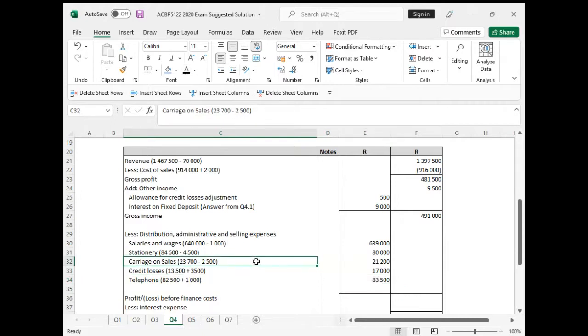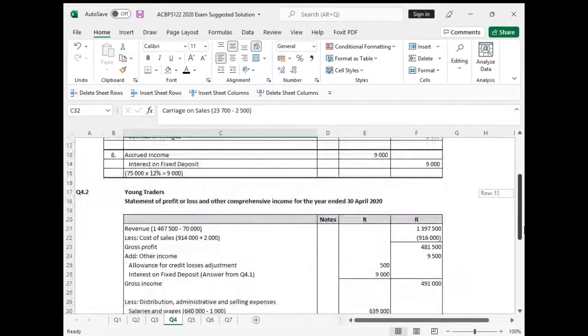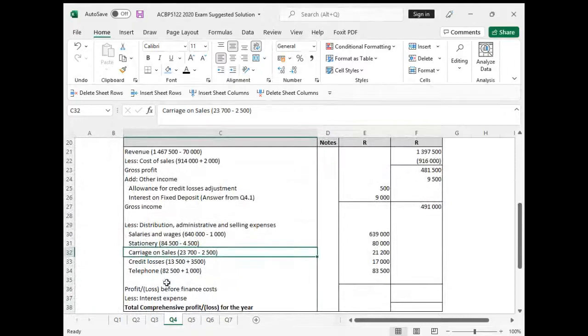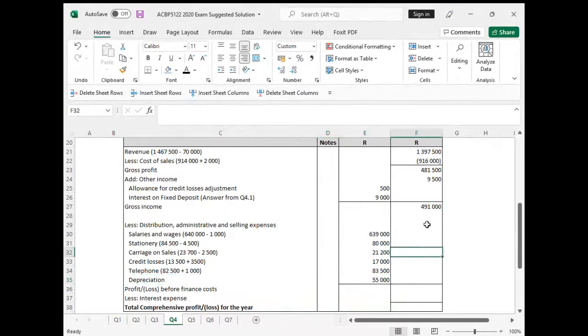And then the telephone is increased with 1,000, which was also based on the journal entries. Okay, so you can see based on the information here, everything except the stationery one was already adjusted for based on what you've done here. So they've actually tried to help you by asking you the journal entries to complete your statement of profit and loss. Okay, so once we've updated those amounts, we're still missing one account, which is the depreciation amount of 55,000, which we then add to get to our total expenses of 895,700.